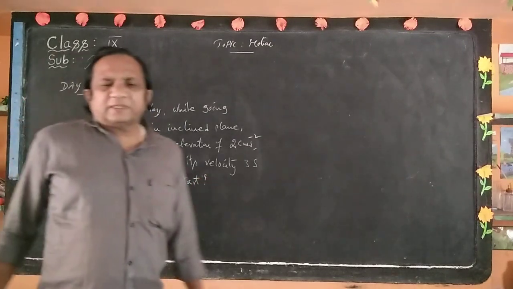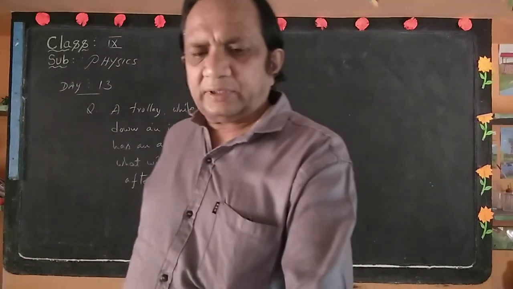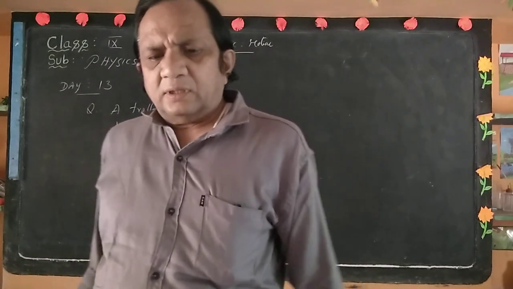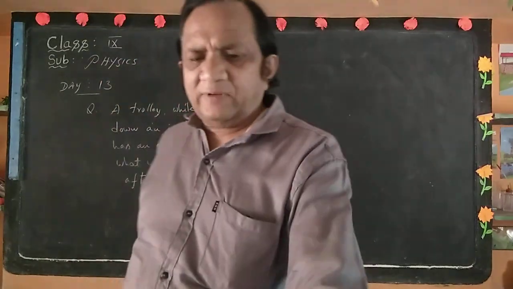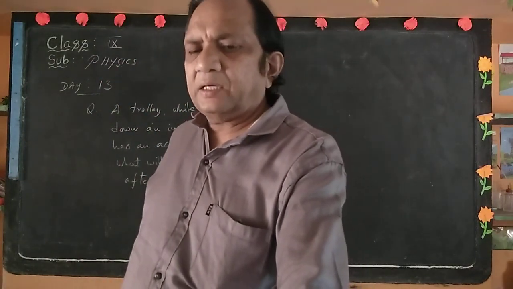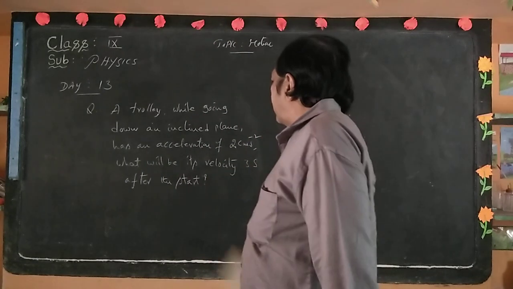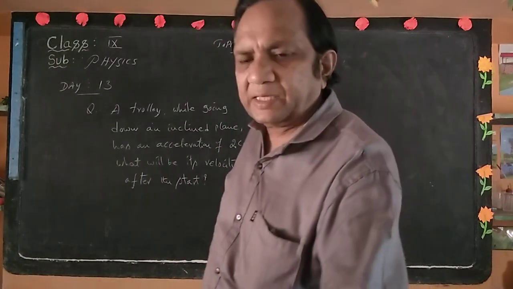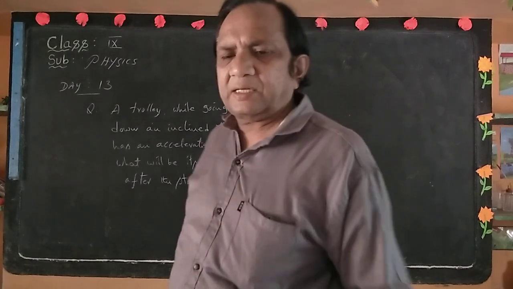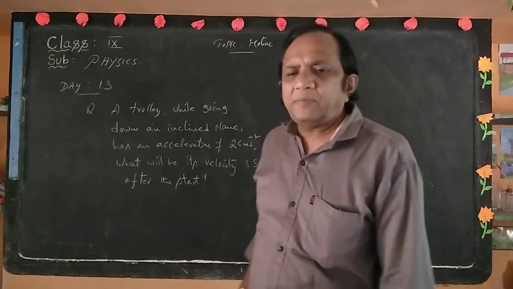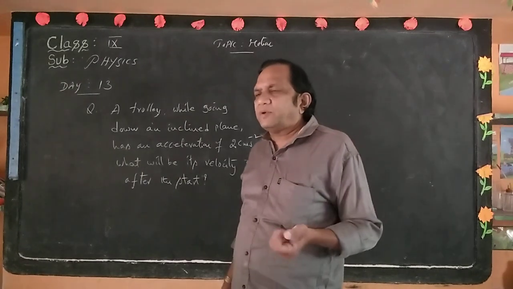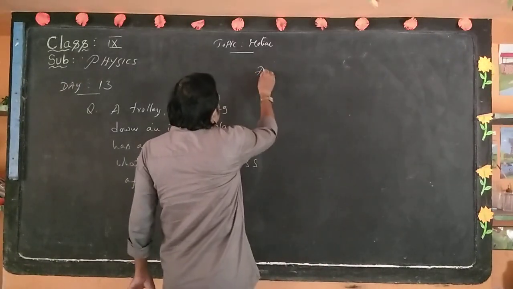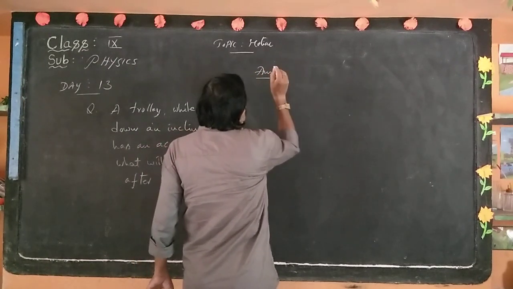So what is the given thing here? I have to calculate the velocity. Time will be given, and initial velocity. Since it is on an inclined plane, it starts from the rest position and then moves. That's why its initial velocity will be taken as zero.